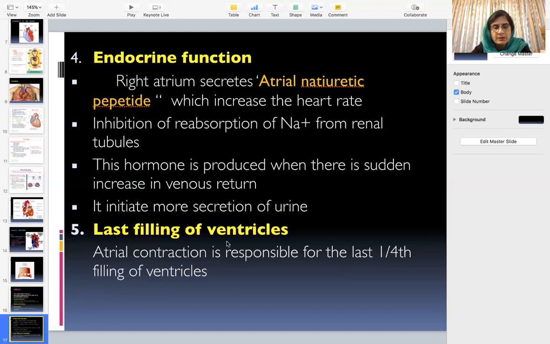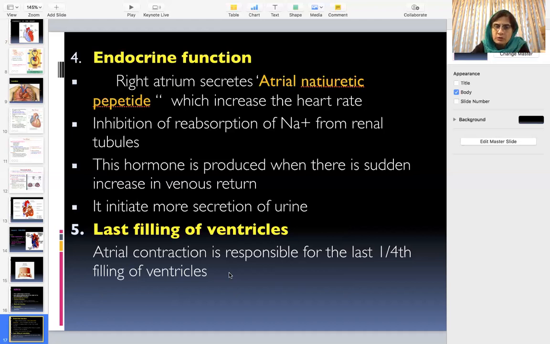Now the last function is that the right atrium is responsible for the last 1/4 filling of the ventricles. Usually, whatever blood comes into the right atrium passively enters the ventricle, but the last 1/4 filling of the ventricle happens because when the right atrium contracts, it ensures complete removal of that blood into the ventricle. So atrial contraction is responsible for the last 1/4 filling of the ventricle.